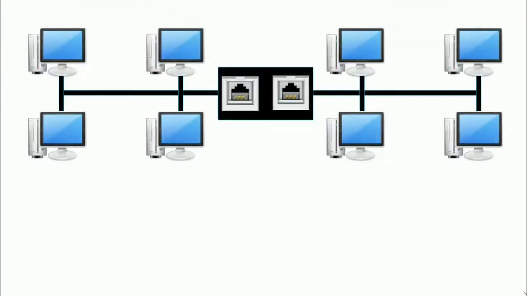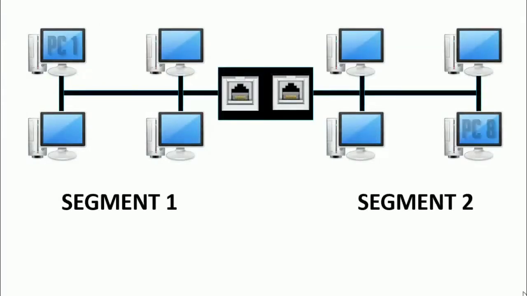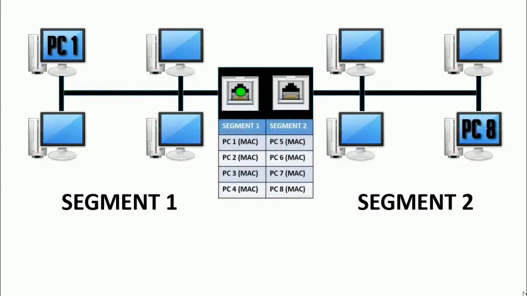Let's take another example. Here PC1 is trying to send data to PC8. So the data will first travel to the bridge. Bridge is going to read its MAC address table and decide whether to send the data into segment 1 or segment 2. Since PC8 is in segment 2, the bridge will broadcast its data in segment 2.